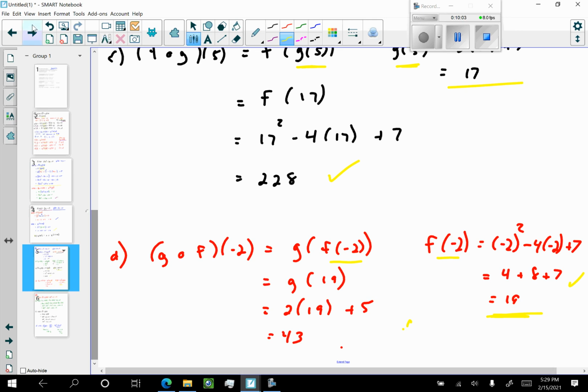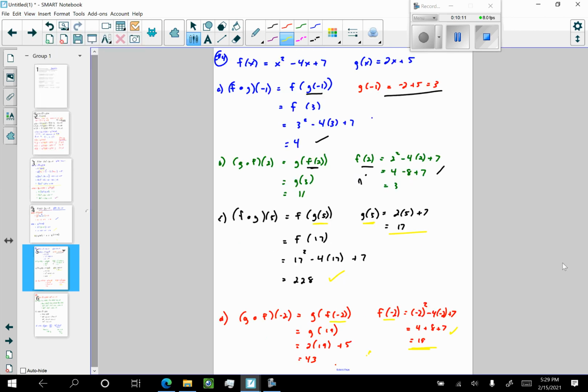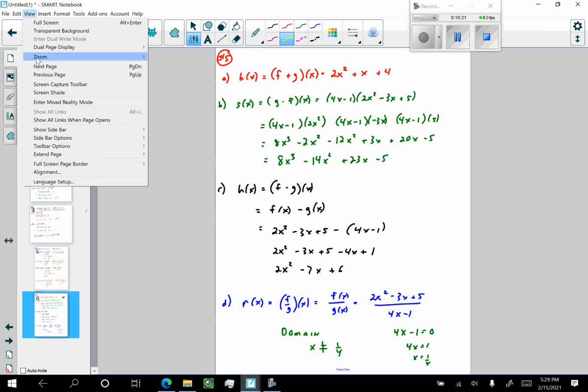Zoom out. Push out of the page. Entire page. These are all the answers for number 4, A, B, C, and D. And we have one more problem. Zoom out.